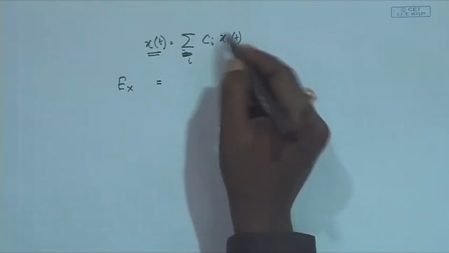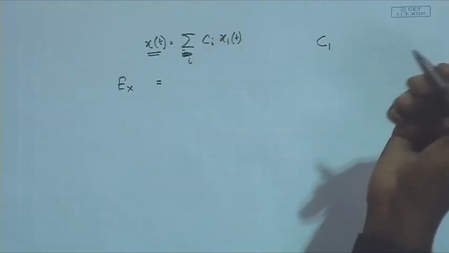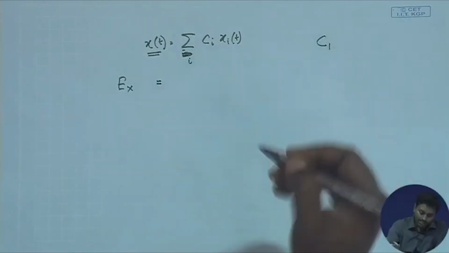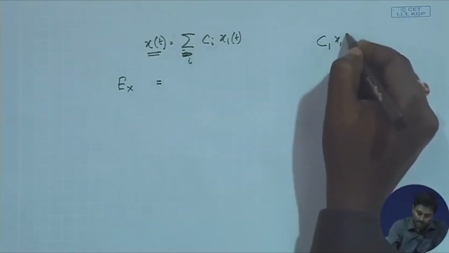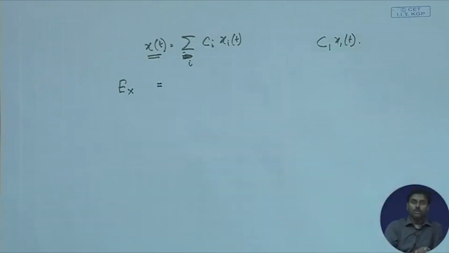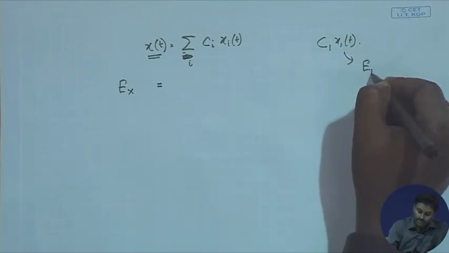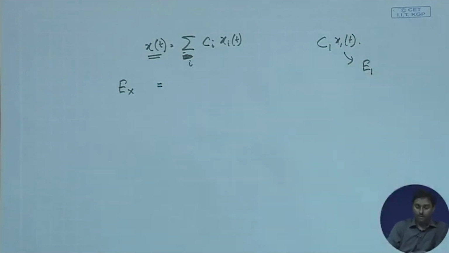So, if I try to calculate the individual energy. The individual constituent is, suppose let us say i starts from 1, or 0. So, let us say it starts from 1. So, C1 x1(t), what is the energy? We know that x1(t) has an energy of E1, already.